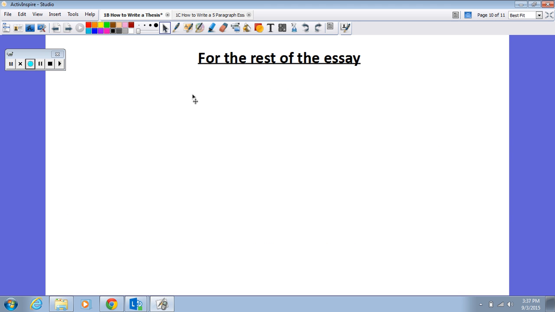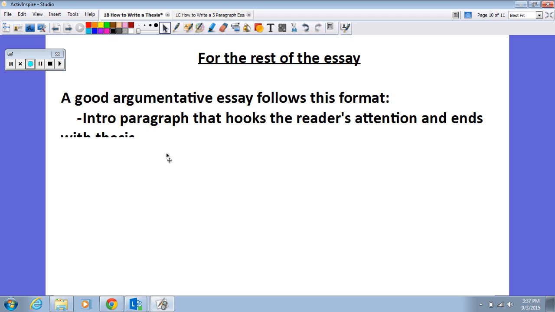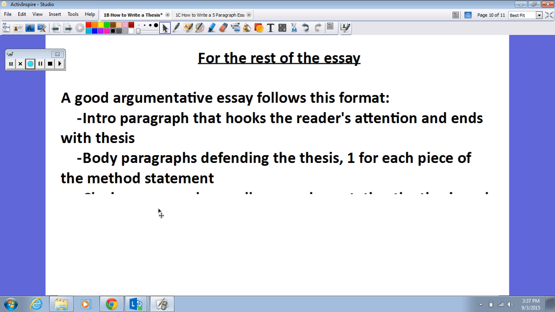All right, now that we're unpaused, for the rest of the essay, a good argumentative essay is going to follow this format. An intro paragraph that's going to catch the reader's attention and ends with the thesis statement, some general statements to get the reader interested in reading what you have to say. Body paragraphs are going to defend the thesis, one for each piece of that method statement. So if you have 5 things in your method statement, you're writing 5 body paragraphs. If you only have 2, then you're writing 2.